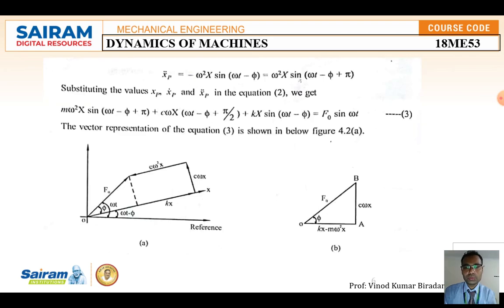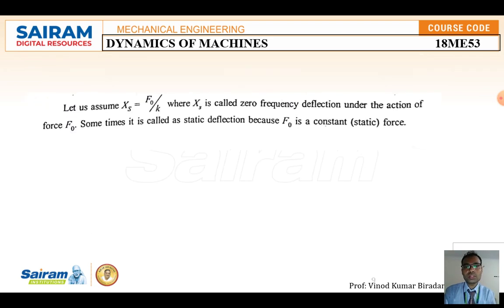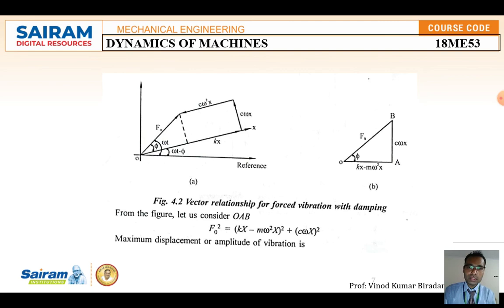Here you have to remember all the symbols. The x static deflection is equal to what? F naught by k. So this is called the zero deflection. You have to remember the symbols you are going to use while solving the derivation, that is, what c means, what k means, what m means. F naught means the harmonic force, the excitation force. You have to remember that, then you are going to understand clearly.